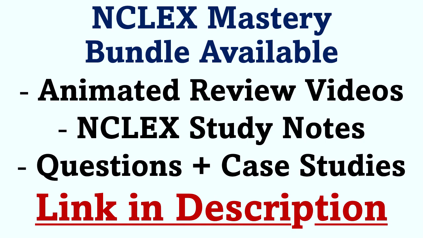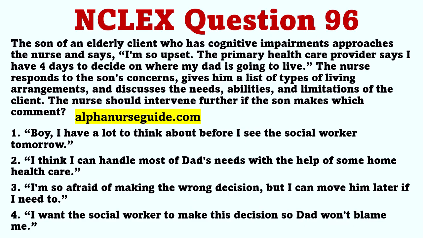Back to the questions. The son of an elderly client who has cognitive impairments approaches a nurse and says, "I'm so upset. The primary healthcare provider says I have 4 days to decide on where my dad is going to live." The nurse responds to the son's concerns, gives him a list of types of living arrangements, and discusses the needs, abilities, and limitations of the client. The nurse should intervene further if the son makes which comment?